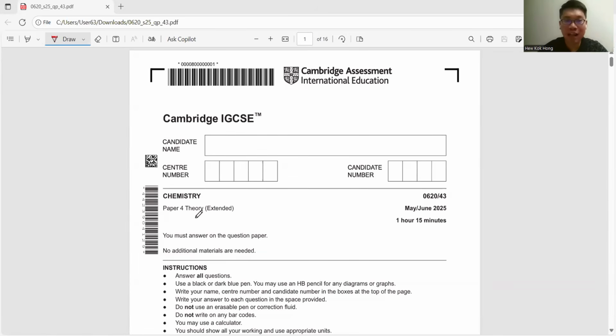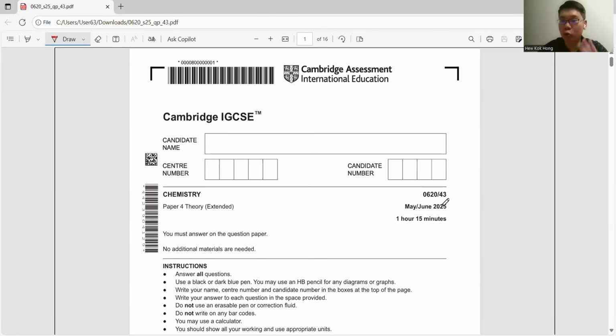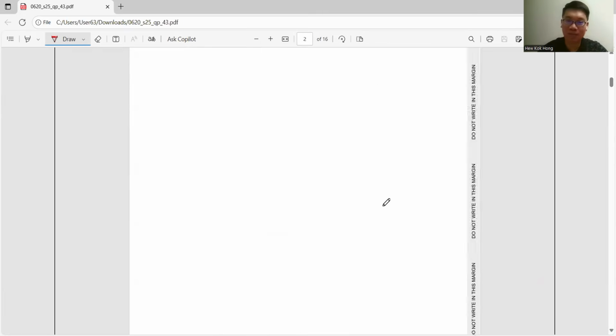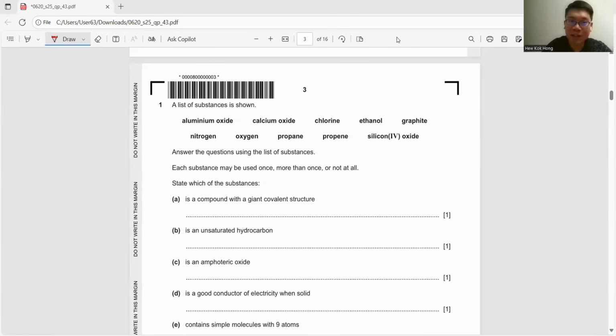Today we will go through Chemistry Paper 4 for 2025 March. Paper 4, Variant 3. Let's go. First question. A list of substances is shown. Answer the questions using the list of substances. Each substance may be used once, more than once, or not at all.